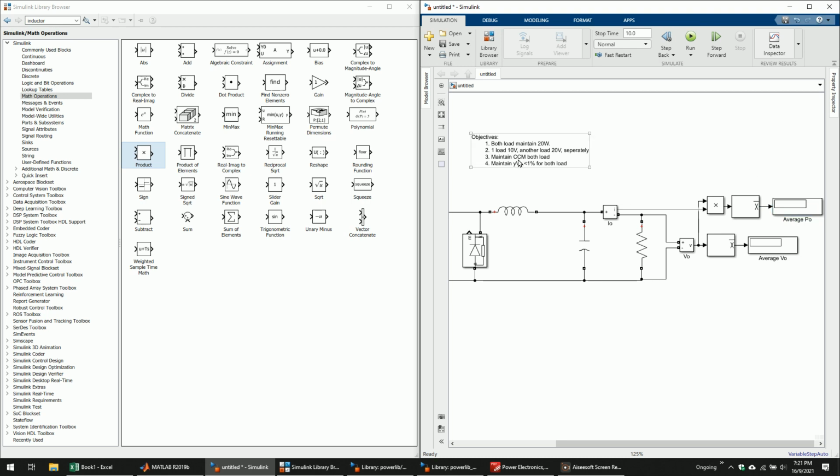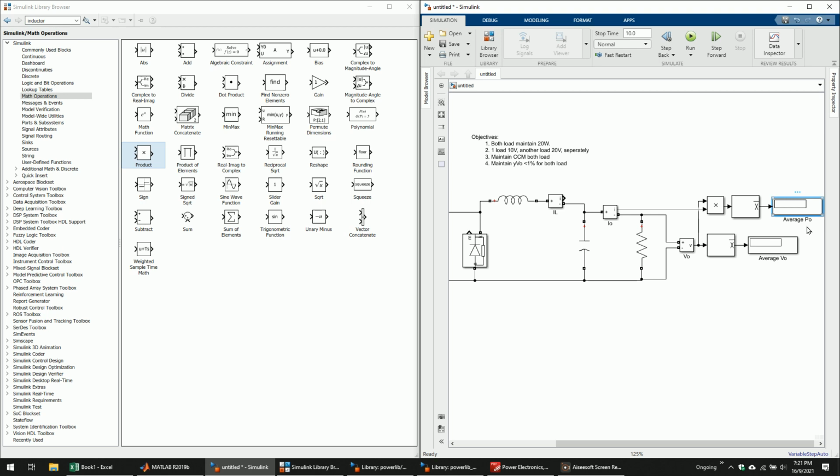Now the third objective, continuous current mode. Basically, to measure the continuous current mode, you have to look at the inductor. So this is the inductor. You have to put a current measurement here in series. So if I take this, okay, so this is basically IL, inductor current. So you have to make sure that it's never go to zero.